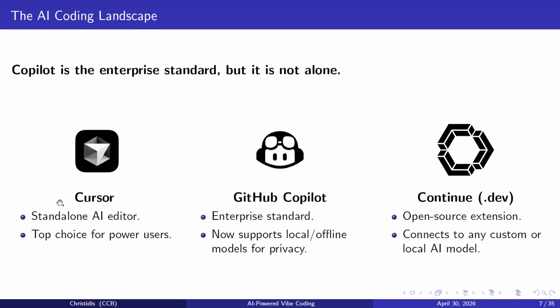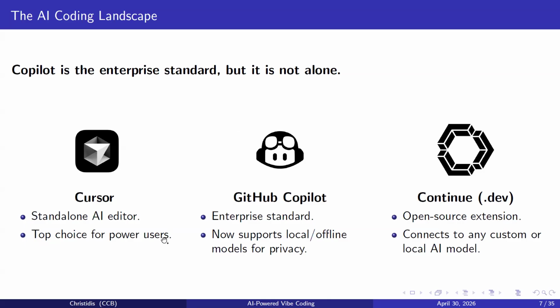Okay, so for the AI coding landscape, there's a lot of different players. There's, of course, Cursor, which is a standalone AI editor, and it's a good choice for a lot of power users because you have a lot of control. And then there's GitHub Copilot, which is the enterprise standard. This is the AI integration I'll be focusing on today because it's the simplest to integrate into the most popular IDEs, including Positron, RStudio, or VS Code.